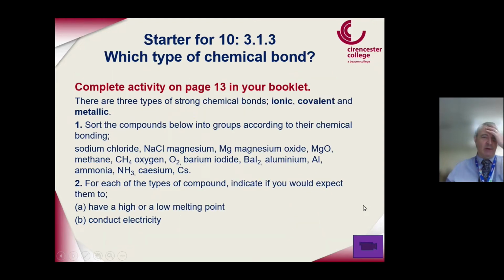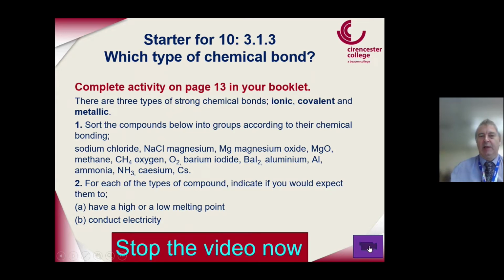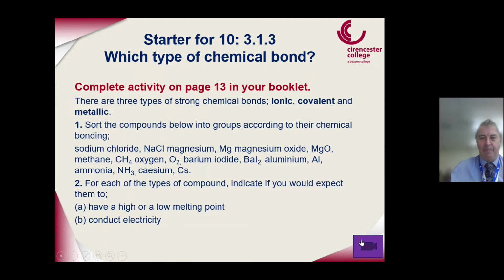Okay, so here in your booklet, this is on page 13 of your booklet, you are going to try and figure out what type of chemical bond exists in the different types of compounds that are listed below. And once you've done that, you need to state whether each compound has a high or low melting point and whether they can conduct electricity. So again, you can stop the video, and when you've had a go and done it, you can carry on.